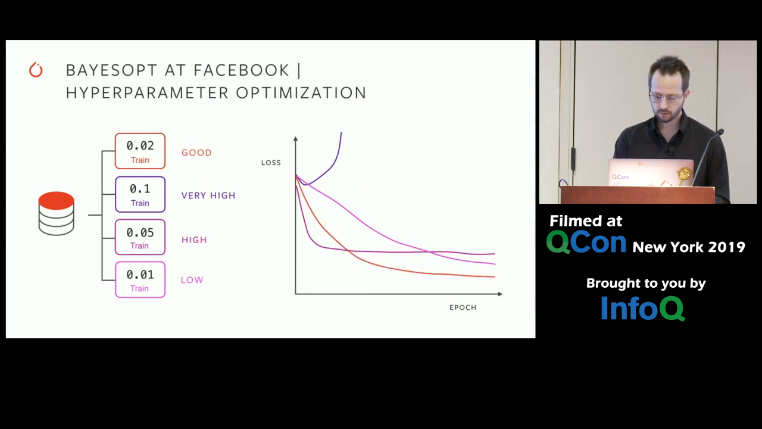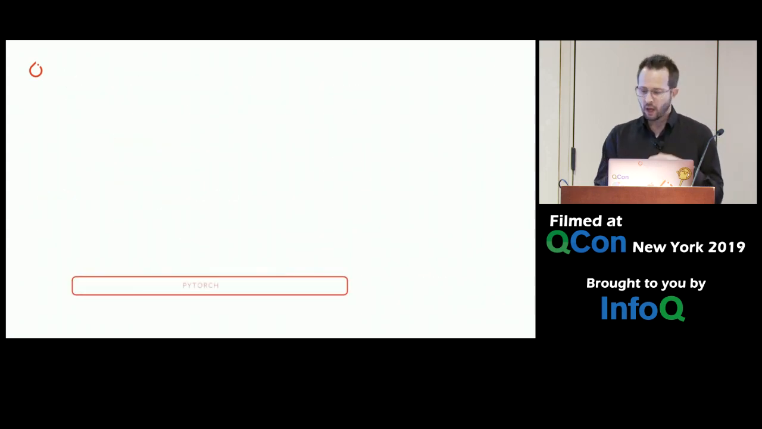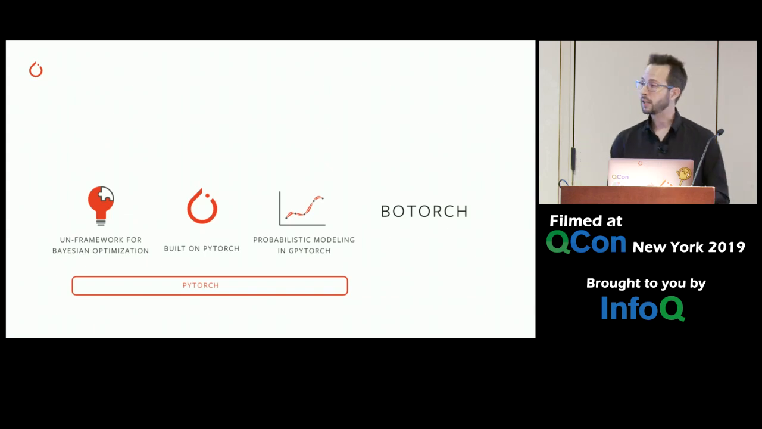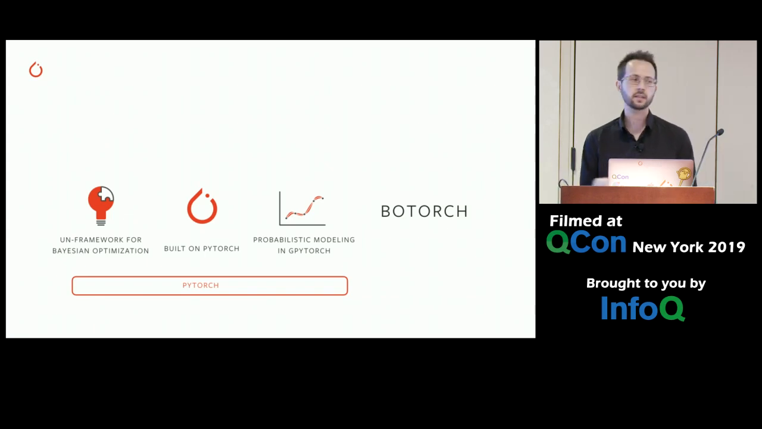All right. So first layer is the BoTorch library. BoTorch is really around pure Bayesian optimization. It's built on PyTorch and uses some of the probabilistic modeling capabilities exposed by GPyTorch, a Gaussian process library, also open source. But it's really a very unopinionated, highly modular way of exploring techniques that allow you to perform Bayesian optimization.